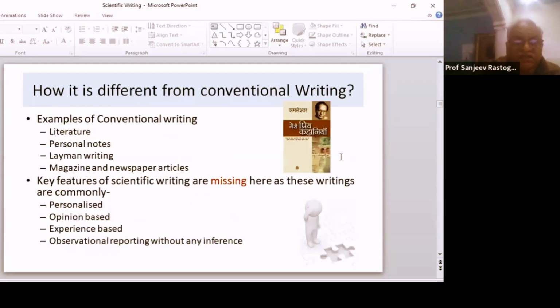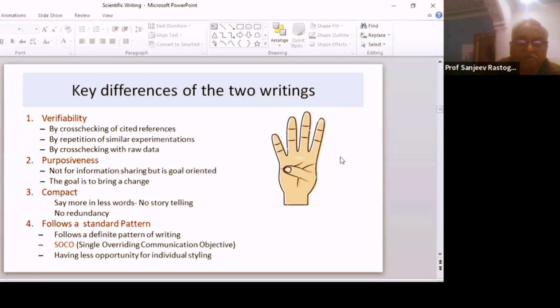What is conventional writing? Conventional writing means literature, personal notes, layman writing, magazine or newspaper articles. So you clearly see that these factors which we have understood about scientific writing are completely missing in conventional writing. Conventional writing may be personalized, opinion-based, experience-based, or observational reporting simply without any inference. So the key differences between the two kinds of writing are very clear.